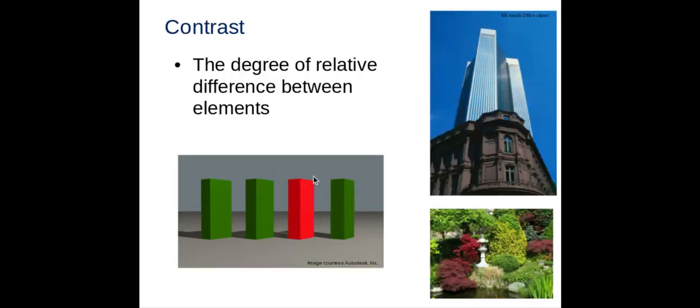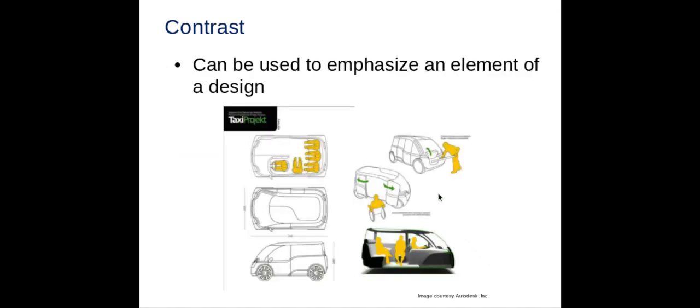Contrast is a relative difference. Here, the one red one contrasts significantly with the green ones. In this image at the top right, we've got a skyscraper, a very bright color, contrasting with the very earthy tones of this brownstone building. We've got contrast in this image at the bottom right, green bushes contrasting with the red ones, as well as what looks like a fountain. Contrast can be used to emphasize an element, such as here, this bright yellow color shows us where the humans are going to be, where people are going to be sitting in this taxi.